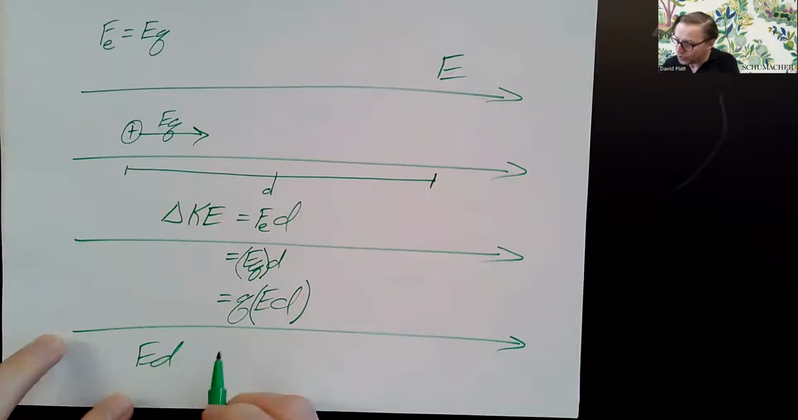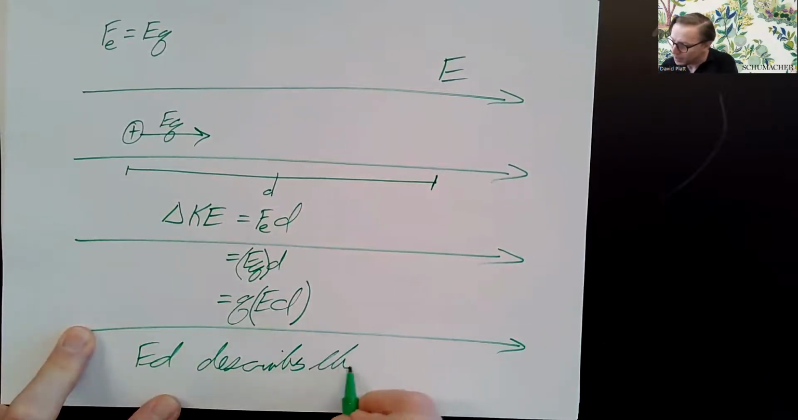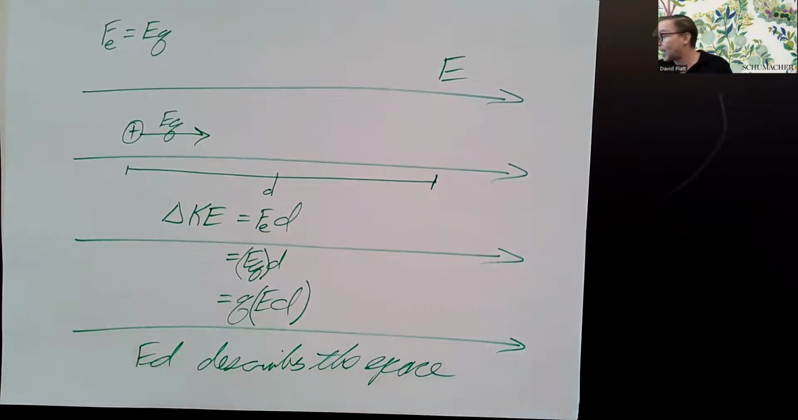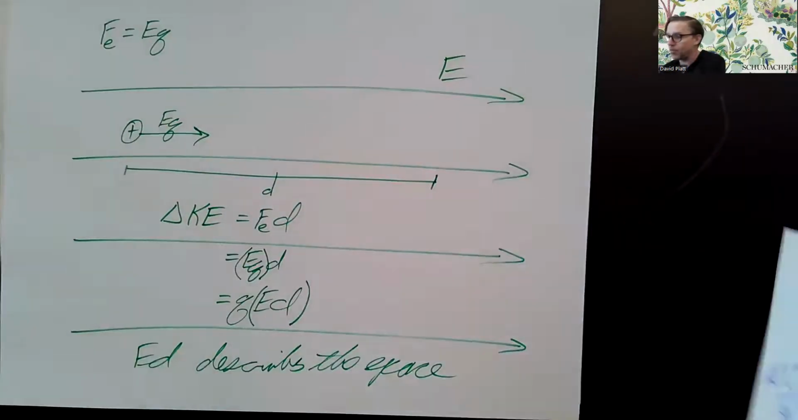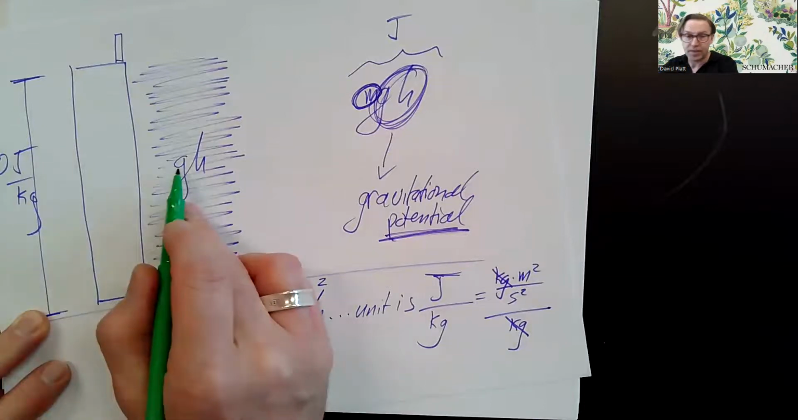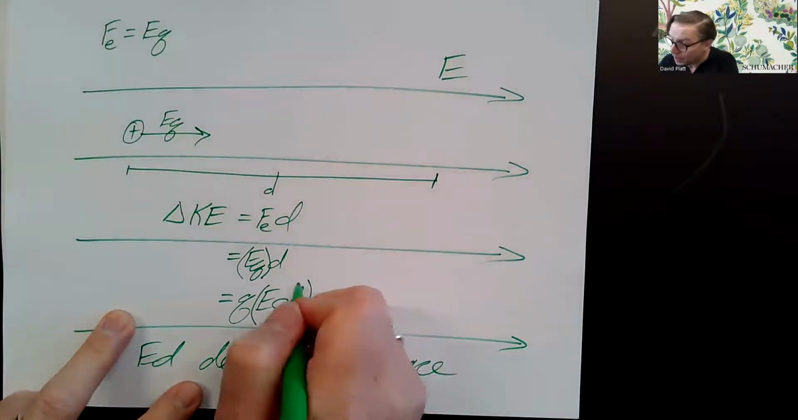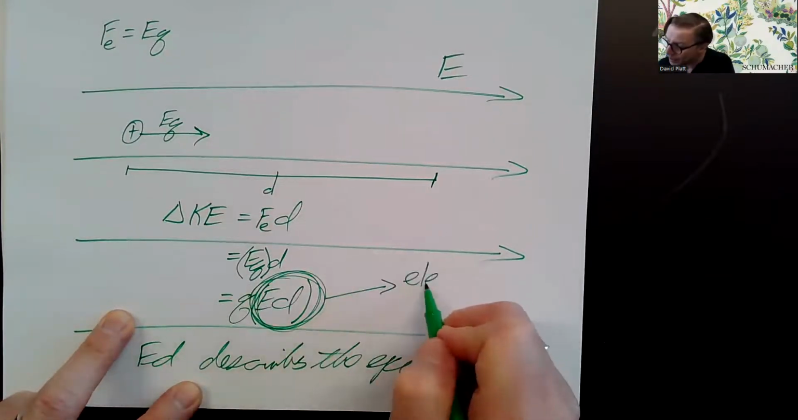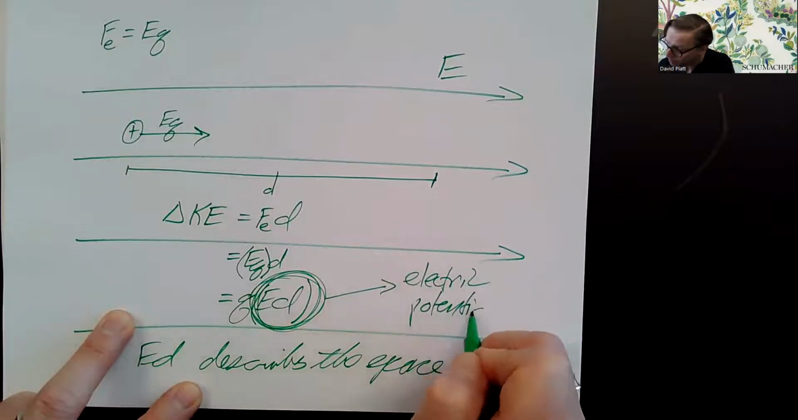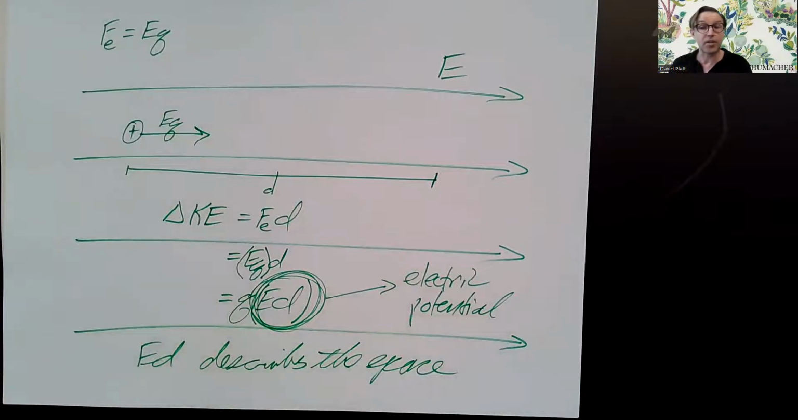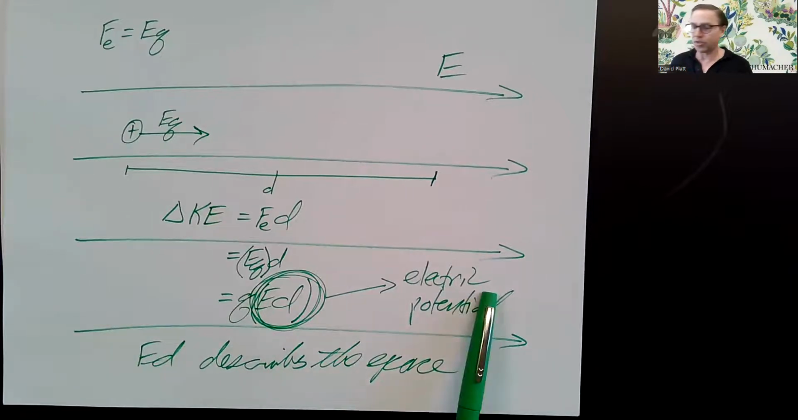So ED describes the space, in the same way that GH described the space there, or even more prettily here, GH described the field there, the field strength times the distance. ED describes the space here. And so I'm going to define ED as electric potential. Not electric potential energy. QED could be considered electric potential energy, but ED is the electric potential. That's the big thing. So electric potential is defined as ED. You can picture someone walking around with a baseball cap that says Ed. You know, your friend Ed is actually electric potential. Electric potential, your friend Ed.